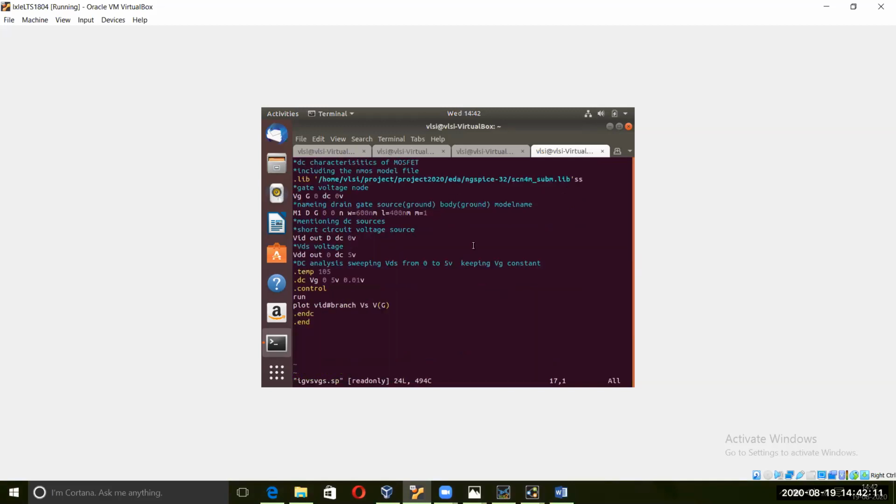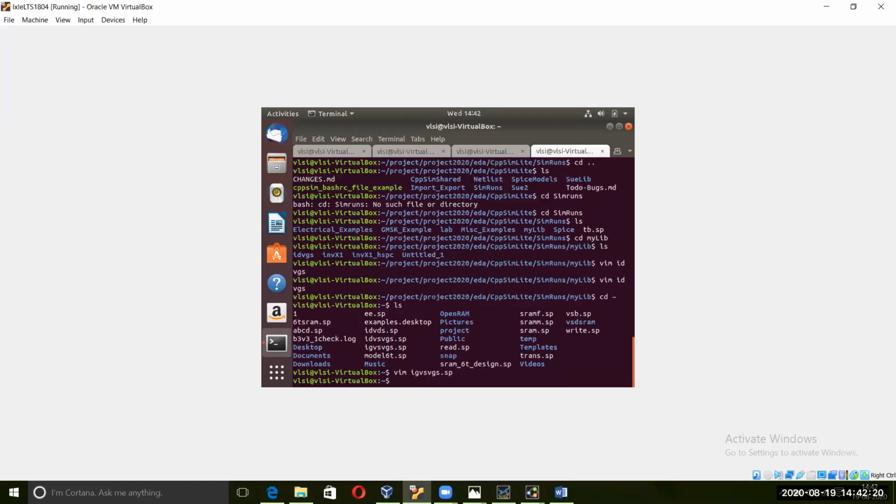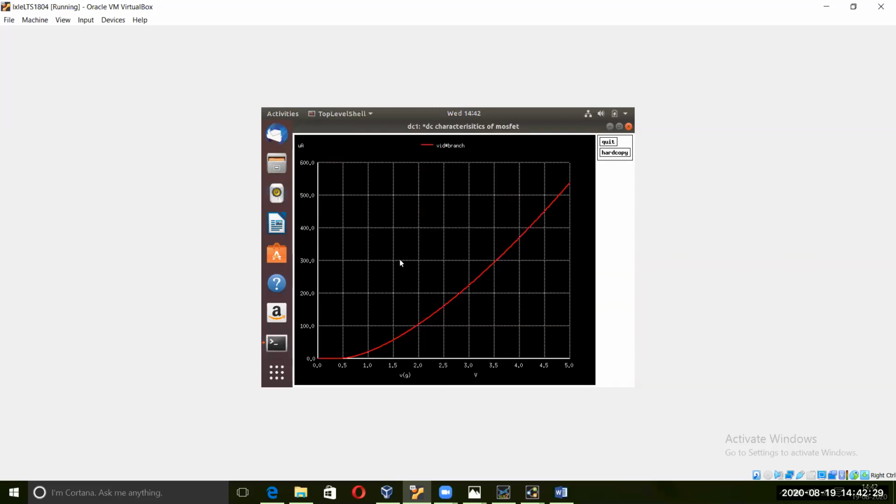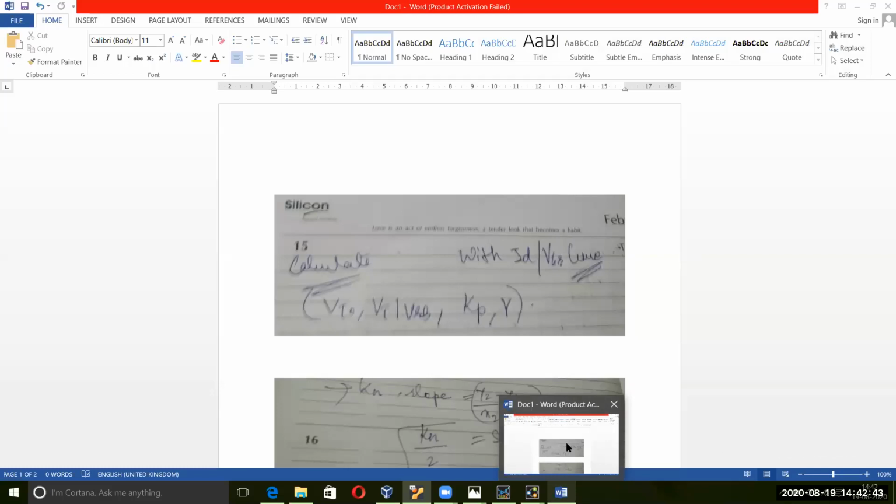Okay, so this is the file from me, and from this I was getting the graph. I'll run this and... okay, so there is the graph here. From here, we will know how to calculate the slope. Wait, I'll show you this one.